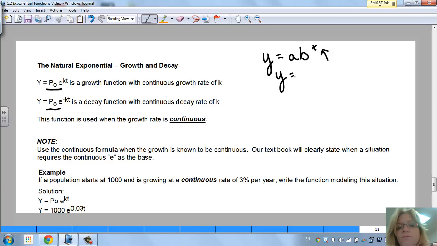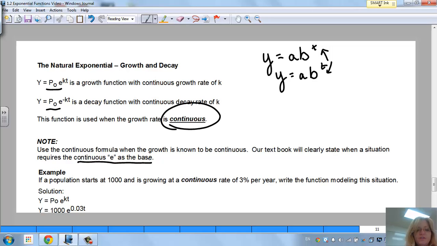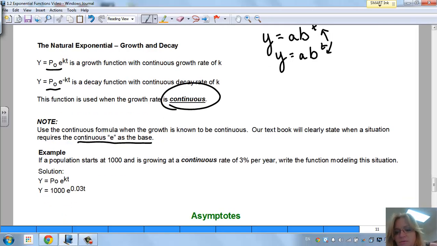You could really write this as a b to the t, because most of the time x is time. Most everything depends on time. So when we talk about this base e, it's a continuous growth rate. Note, this continuous formula is used when the growth is known to be continuous. Our textbook will clearly state when a situation requires continuous. I will tell you. I'll make sure.